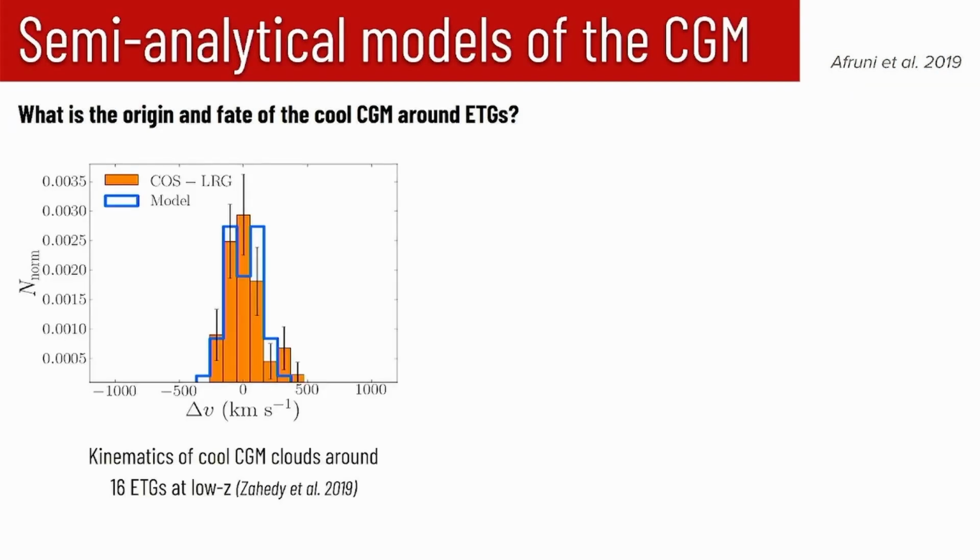And for this, we looked at a sample of 16 early-type galaxies for which we have observations in absorption of this cool gas. And here they found what is the kinematics of these cool circumgalactic clouds around this sample of early-type galaxies at low redshift. And that's what you see here in orange, and in blue is how we reproduce these kinematics with our model. And what we found is that these are models of accretion. So we found a model of accretion of cool clouds that can actually explain the observed kinematics quite well.